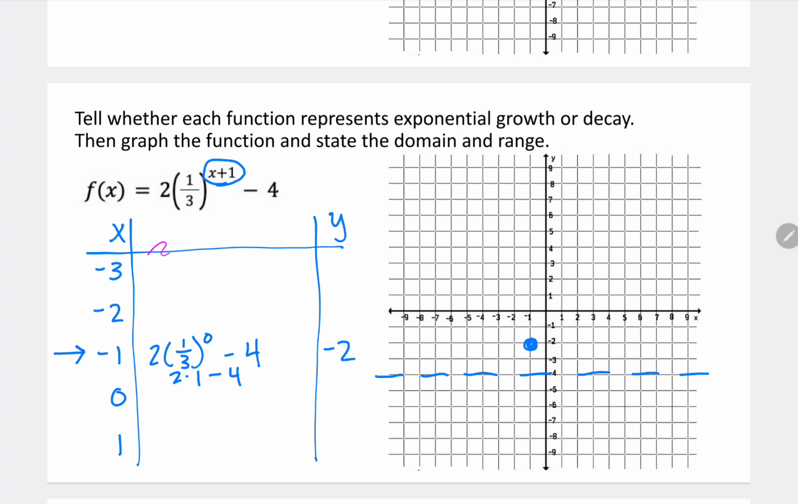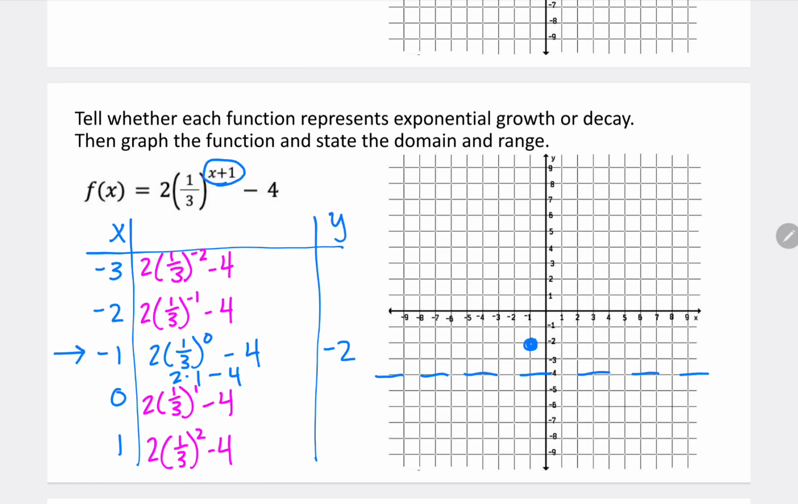All right, when we plug in -3, we get an exponent of -2. When I plug in -2, I get an exponent of -1. When I plug in 0, I get an exponent of 1. And when I plug in 1, I get an exponent of 2. And let's go through these. So 1/3 to the -2nd power, that's 9.